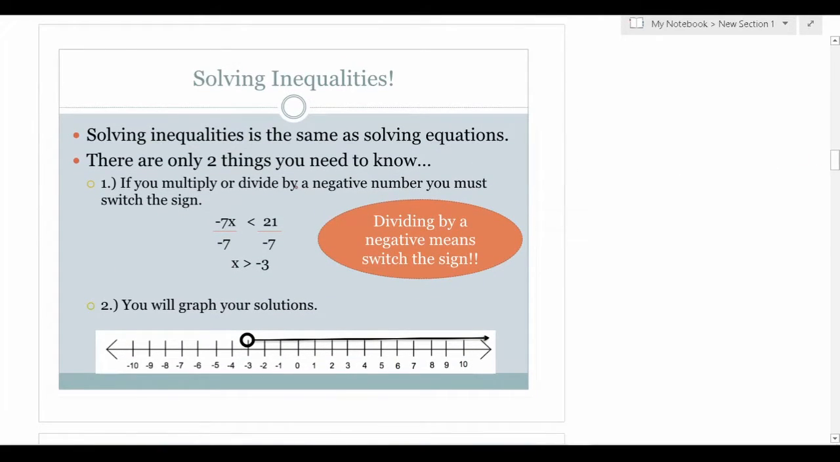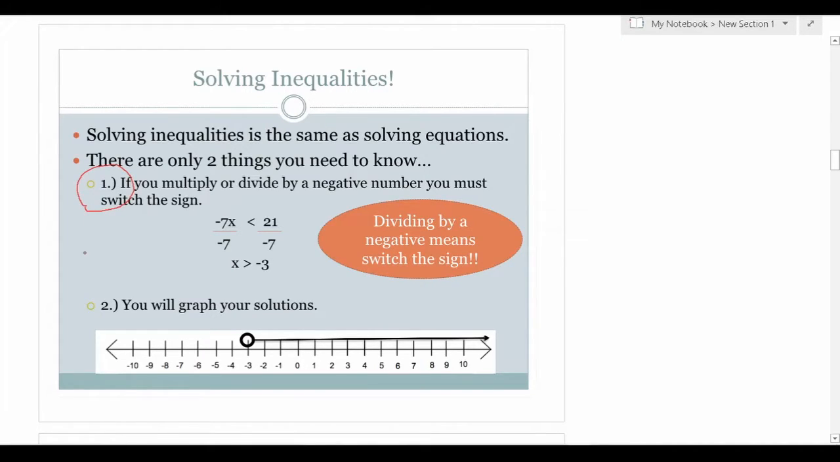Okay, so as far as solving inequalities goes, it's just like solving equations. That is, your goal is to get the variable to one side of the inequality and everything else to the other side of the inequality. That said, there's a small rule that trips most people up. If you divide or multiply by a negative number across the inequality, you have to switch the sign.